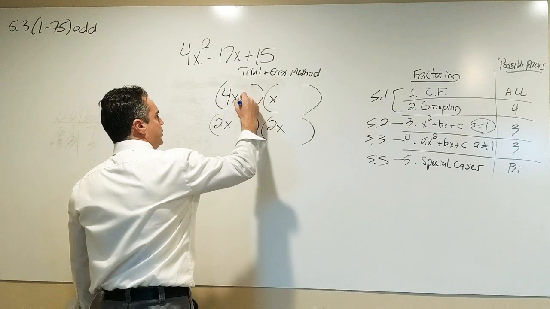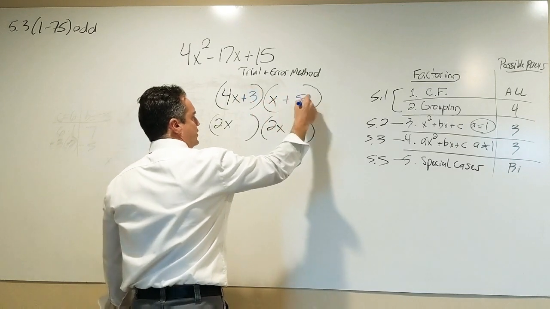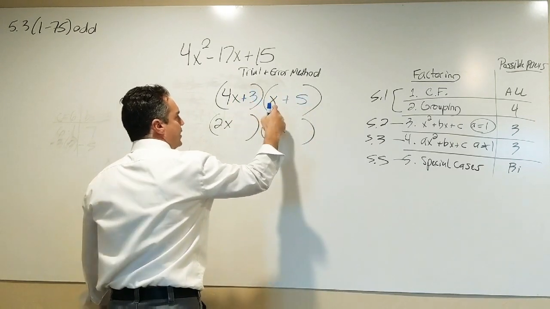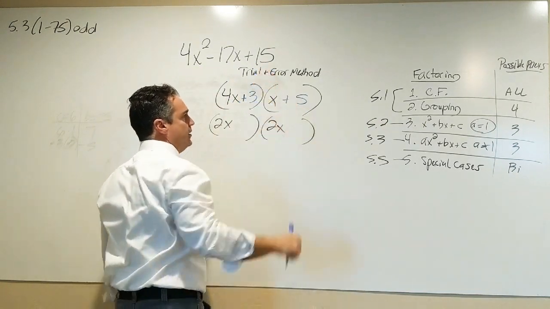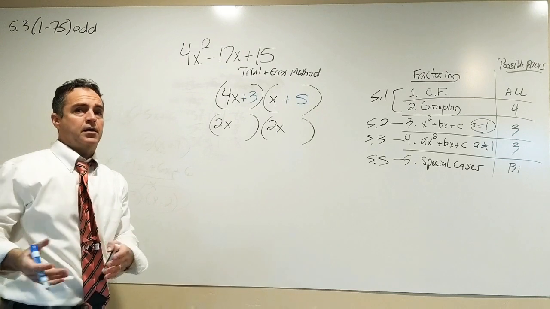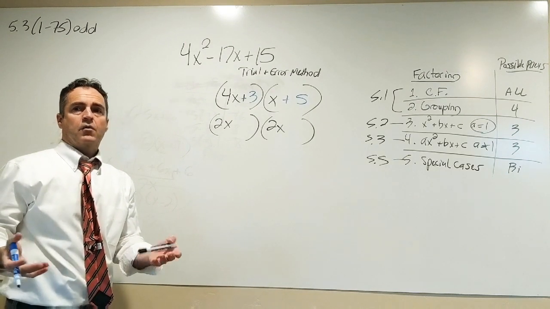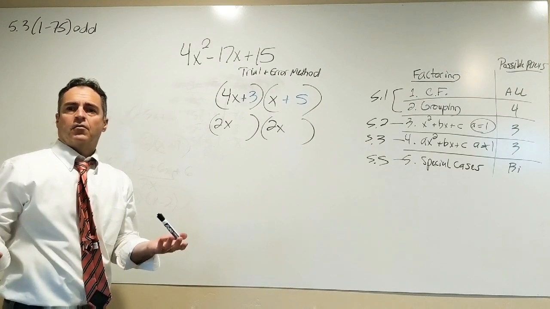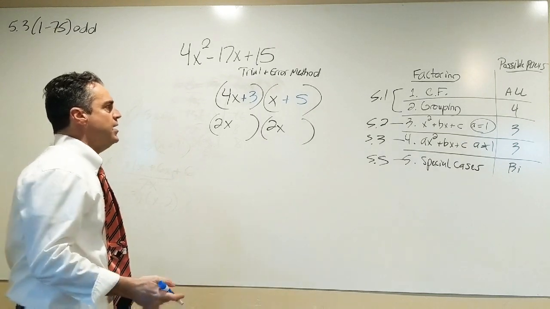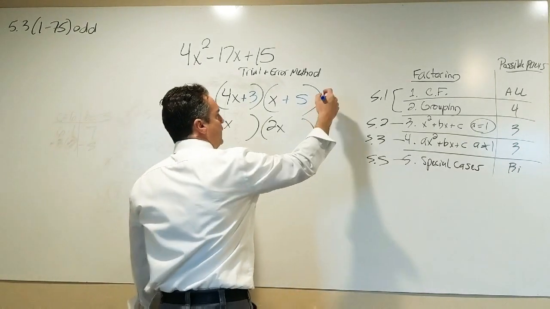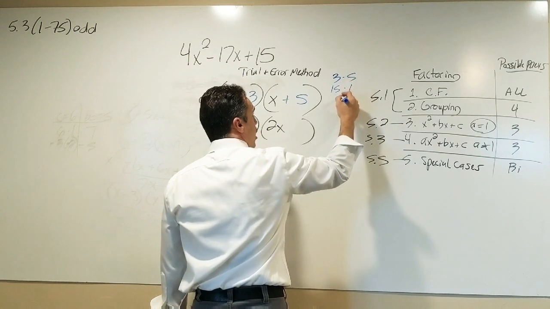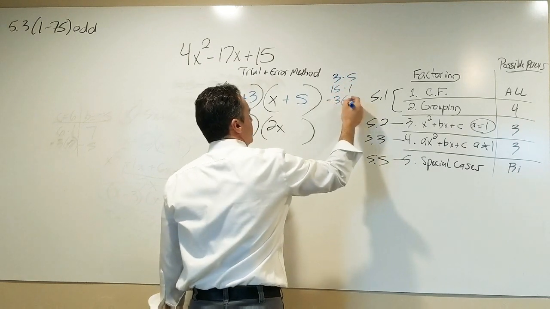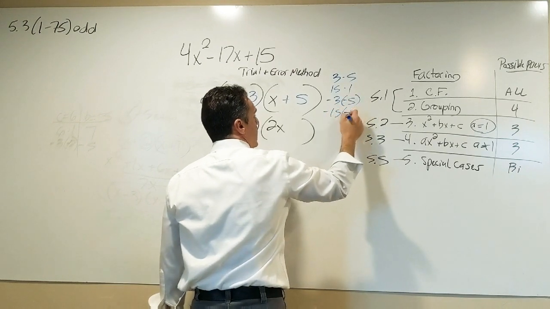So if I say +3 and +5, we know that 4x times x will make 4x squared, and 3 times 5 will make 15. Are there other things that when multiplied together make 15? Yes. What? 15 times 1. Very good, 15 and 1, okay? And so things that make 15 are 3 and 5, and 15 and 1, and then their negatives: -3 and -5, and -15 and -1.